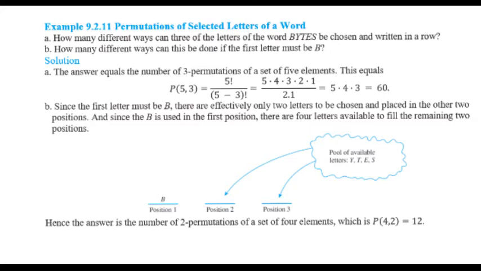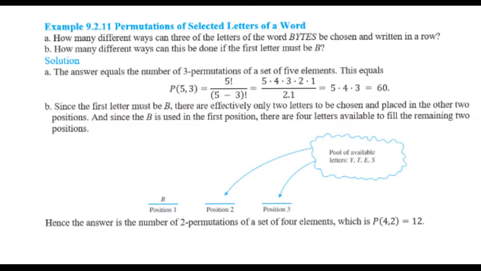So as you see in this figure, the first position is occupied by B, so there is only one way of filling position 1, because we are forced by the question to fill position 1 by letter B. So we only have 2 available positions, position number 2 and position number 3.